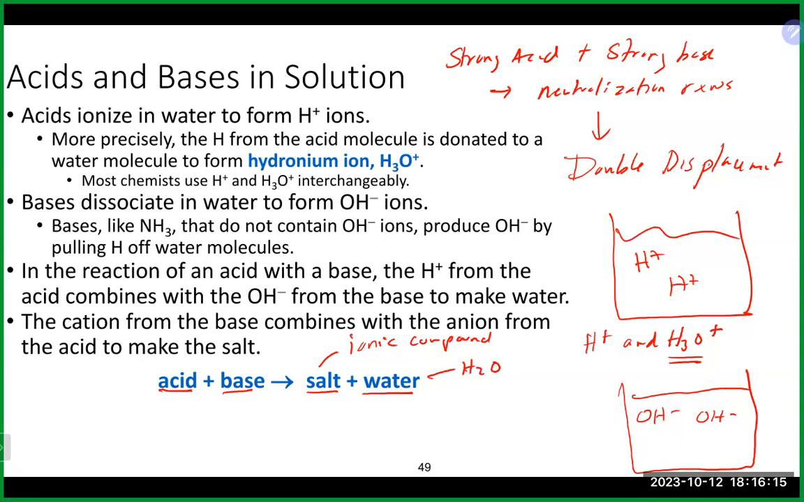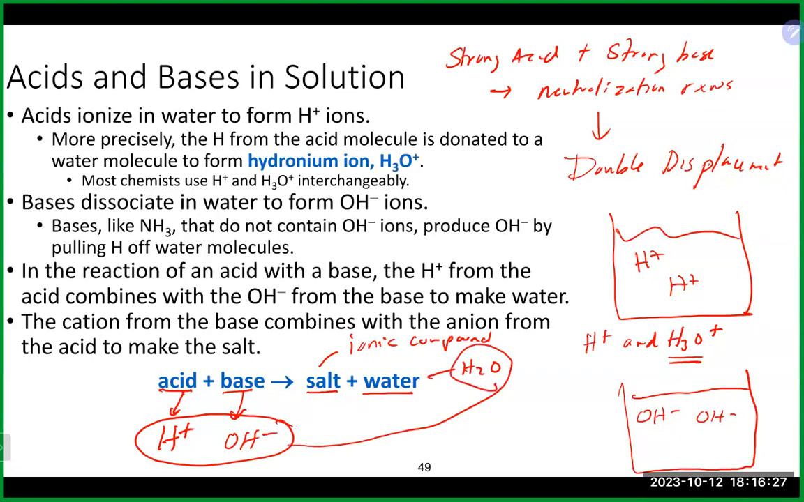It is a double displacement reaction because essentially the acid typically will supply the H+ for the water, and the base will typically supply the OH-. So H+ and OH- is how we get to the water part. And the other ions basically come together to make the salt part. So that is usually how this process works. And basically this is the formation of water, which again is one of the three reasons why a reaction takes place.